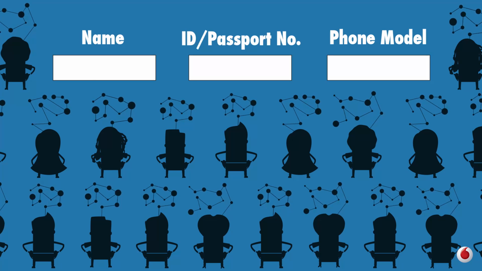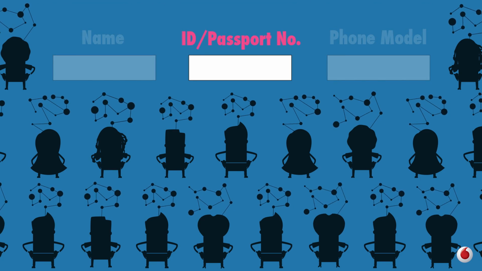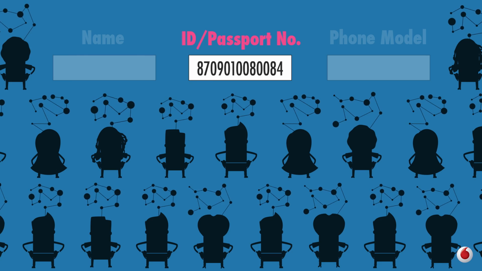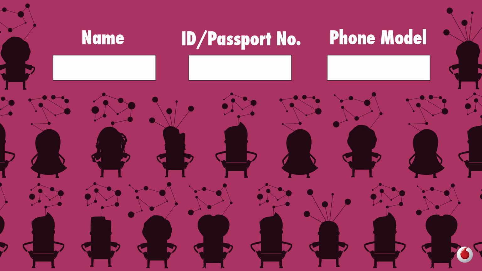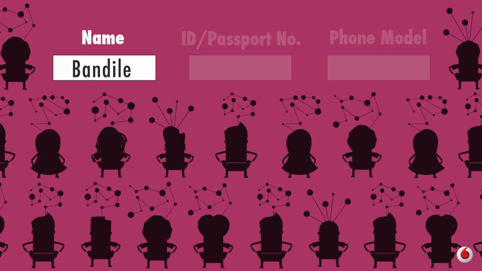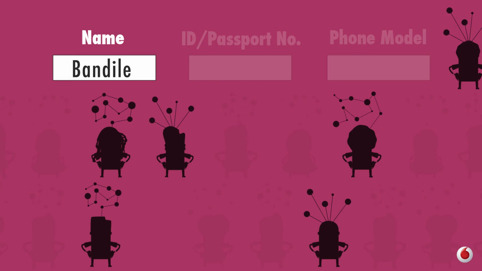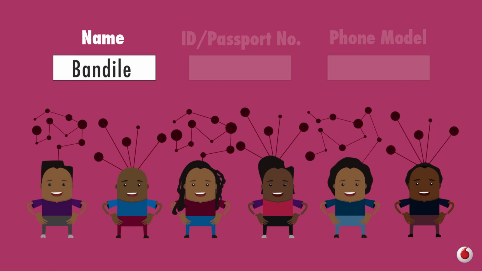Depending on the field you choose, you will get very different results. If you search the field ID/passport number for a specific ID number, a single contact record will be your only result, as only one individual will be linked with any specific ID number. If you query more general information, such as the name field for Bandile, you will find many contact records, as many individuals in the system may have the name Bandile.